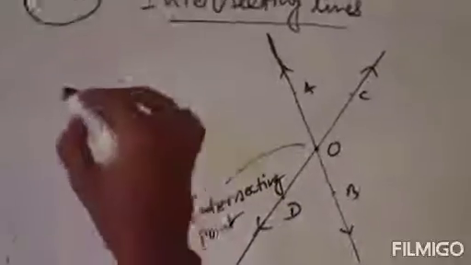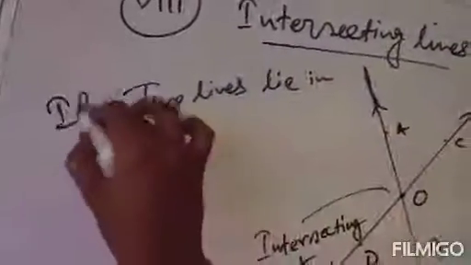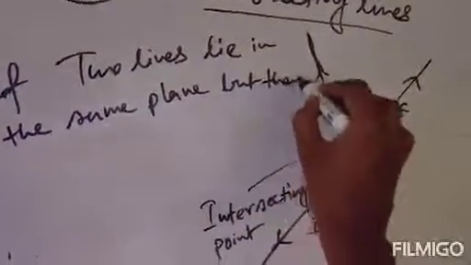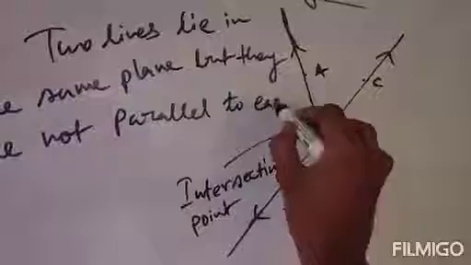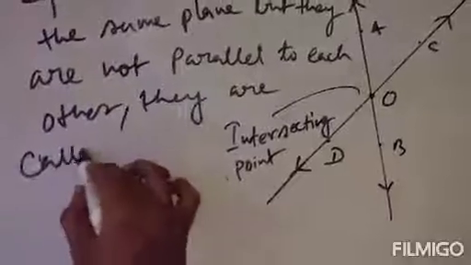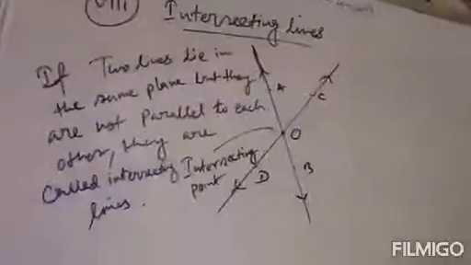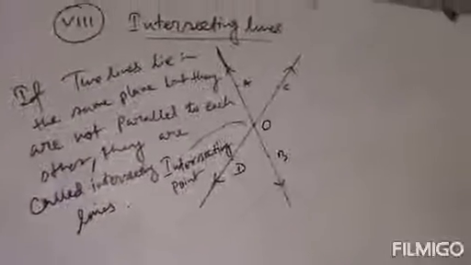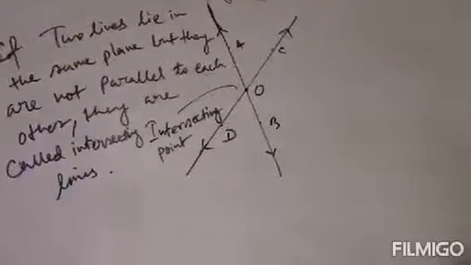Clear? So intersecting lines: if two lines lie in the same plane but they are not parallel to each other, they are called intersecting lines. These two lines, AB and CD, are intersecting lines which intersect at point O, and point O is the intersecting point or intersection point.